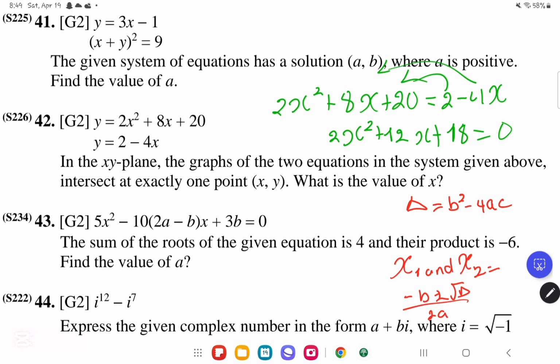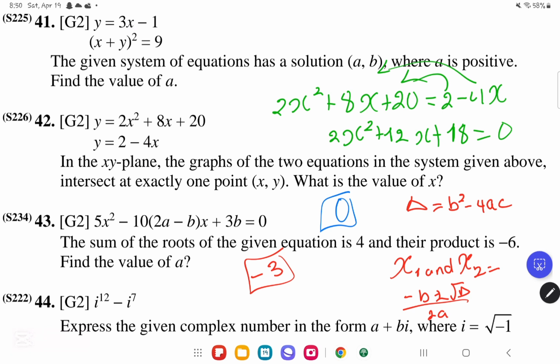So if you put it on your calculator, it is 2, 12, and 18. So you will get the only root. In this case, it is going to be minus 3. If you use the discriminant method, it's going to be 12 squared minus 4 times 2 times 18. You're going to get 0. So you have one real root.